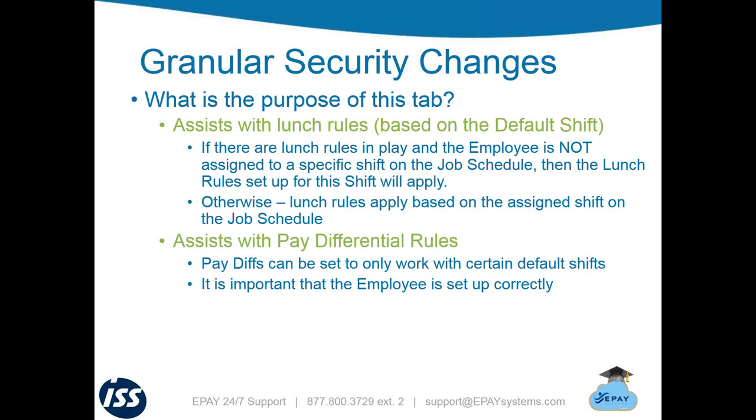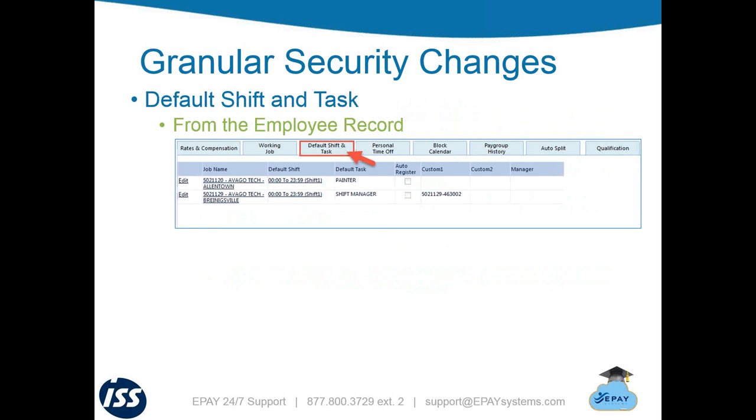I want to address it here because when you have a default shift and task, and actually let me go to the next slide here so you can actually see what I'm talking about. And I'll go into Blue Force next so you can actually see it live. But on each employee record, there is a tab at the bottom of the screen that you have access to seeing, which is just labeled default shift and task. On that, you can see all the jobs the employee has access to, is able to work on. And once again, those jobs are actually pulled from the working jobs tab. So every job the employee has access to working at is listed here along with that default shift on that job.